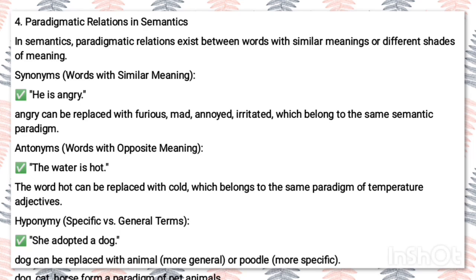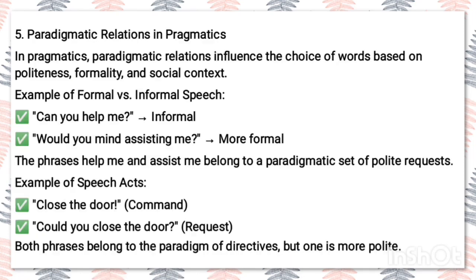Hyponymy, that means specific versus general terms. In the sentence, she adopted a dog. Dog can be replaced with animal, more general, or poodle, more specific. All these words form a paradigmatic set of terms related to animals or specific breeds.